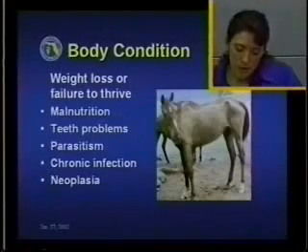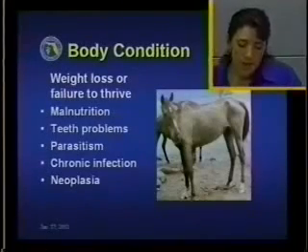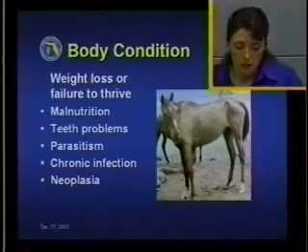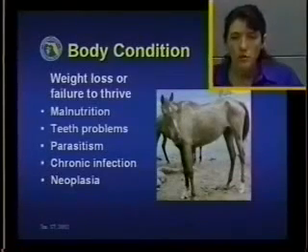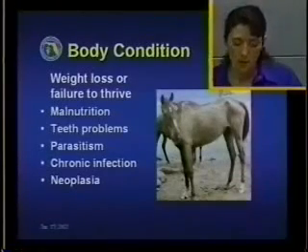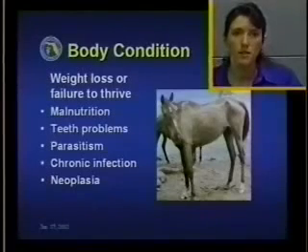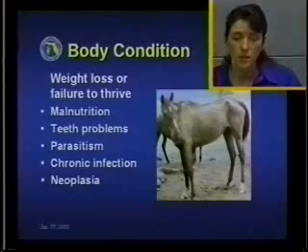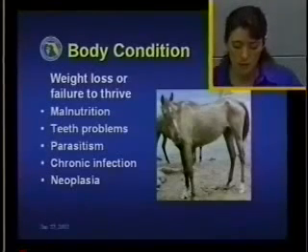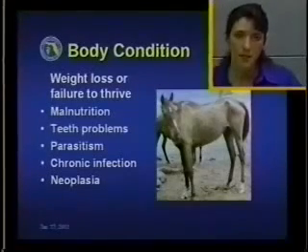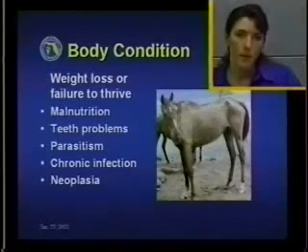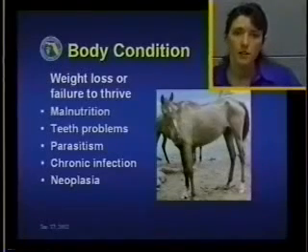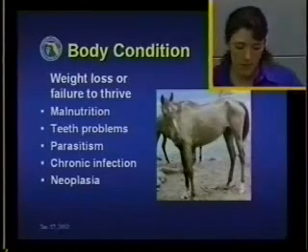Another parameter that you try to assess looking at a horse from a distance is body condition. The most common problem that we see with body condition will be weight loss or a failure to thrive, and the most common condition that leads to that is malnutrition. Teeth problems can also be involved, parasites, chronic infection, or neoplasia.